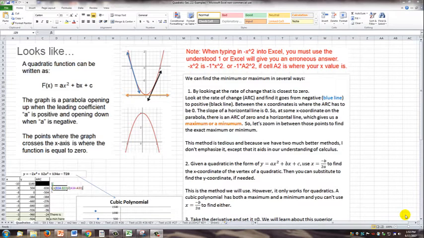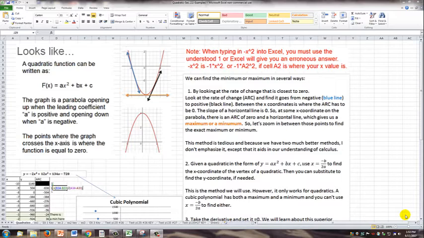Okay, so I'm going to call this video section 2.1 part 2 because we've already gone over how to find break-even points, and today we're going to look at how to find the minimum or maximum of a function.